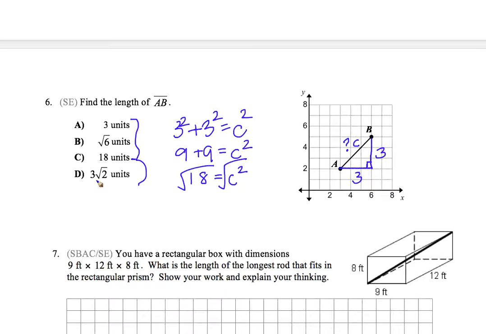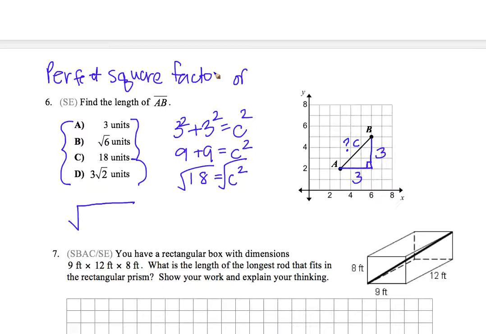Here's the deal. One thing that you may have to do is you may have to simplify a square root. And here's what I mean. You might have to look at the number that's in my square root and see if there's a factor that's a perfect square. So look for a perfect square factor of 18. Think about the numbers that multiply to make 18. Can you find two factors where one of them is a perfect square? I can. 9 times 2. 9 times 2 equals 18, and 9 is perfect, isn't it?